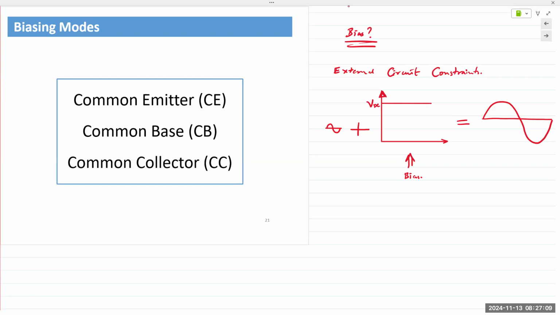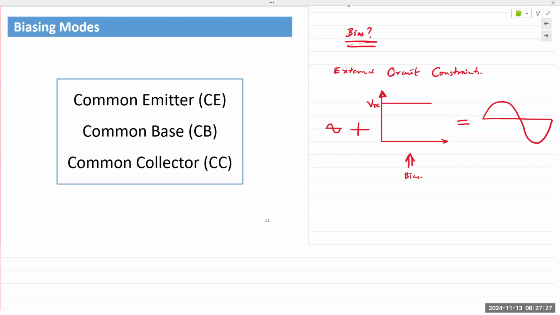Yes. Why is biasing such an important thing? Because it seems like if I reverse my BJT, mm-hmm.